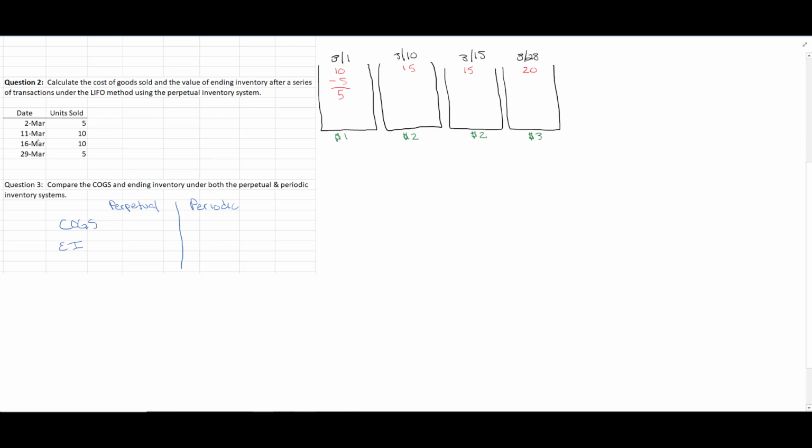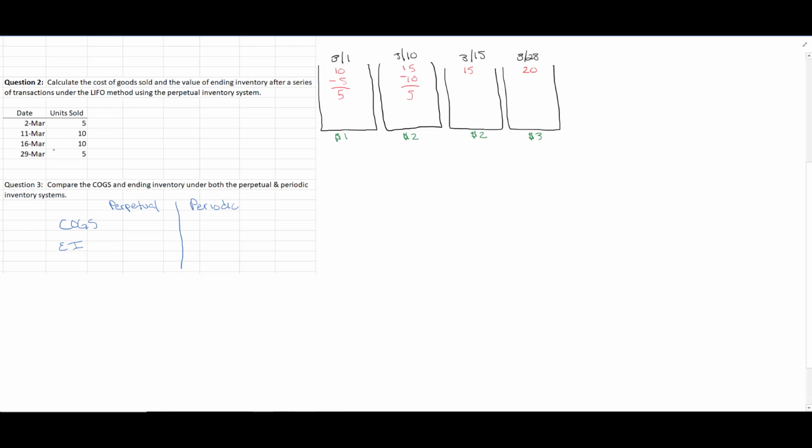Our next sale on March 11th, which falls between this March 10th bucket and this March 15th bucket, we sold 10 units. Well, this hasn't happened yet. We haven't actually purchased these items yet, but we have purchased these. So this is our newest bucket that we actually just purchased. We now need to take those 10 units from this bucket. We don't start pulling from the older bucket, because that would be the FIFO inventory method, first in, first out. But in this case, since we're doing the LIFO method, we start pulling from the newest bucket first.